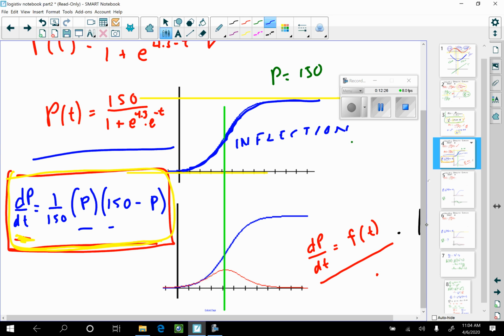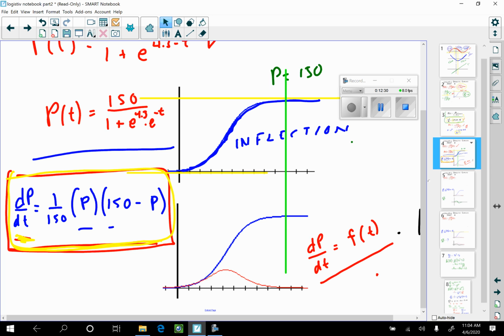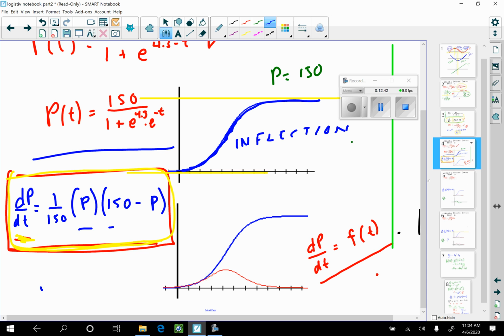What I want to do is look at, let's pull this out of here a minute, get it out of our way. What would the derivative of this look like? I.e., what we want to know is what would this look like, the second derivative of p with respect to t? What does that look like? And we're going to investigate that on the next slide.